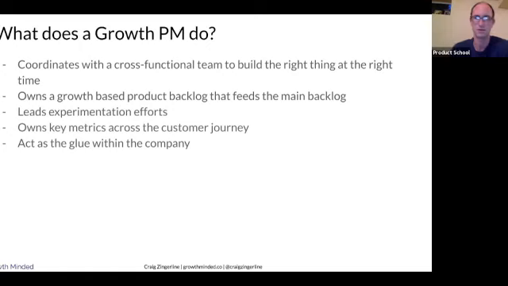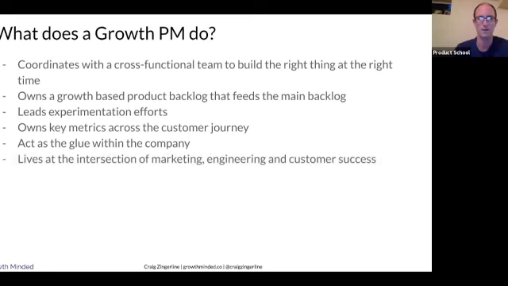The joke with growth leads is that they act as the glue within the company. Growth people will tend to take on pretty much anything, and will often, for good or for bad, be the dumping ground for ideas. So it's really up to us as growth PMs to make sure that the right ideas are actually what's being shipped. And the growth PM lives at the intersection of marketing, engineering, customer success, and I'll show some examples later on how this works in the real world, but it's very multifunctional, cross-functional within the company.